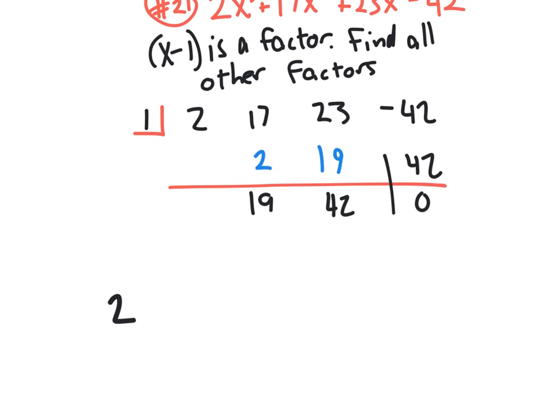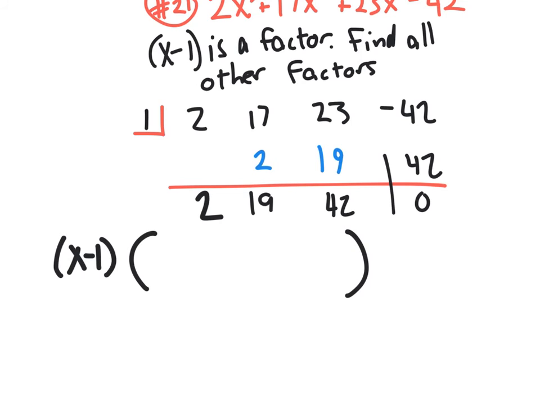Now, what do I mean by these are the numbers we're going to use? We're going to use those numbers to write it in factored form. So if they told us that x minus 1 is a factor, I might as well write it over here on the side. X minus 1 is a factor. Now what else is left over right here? Inside we have a 2x squared plus 19x plus 42.